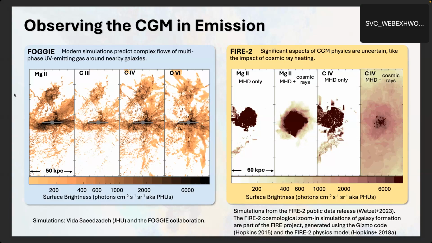As an example, we are not sure of the effect that things like cosmic rays might have on the heating of the CGM. Meanwhile, there are models like FIRE-2, shown here, that show that including cosmic rays in energy simulations leads to drastically different predictions for observables like the surface brightness of certain ions. So these predictions should be testable, and they are really best handled in a holistic IFU way.